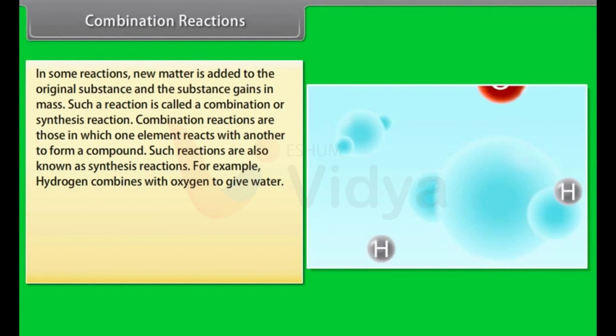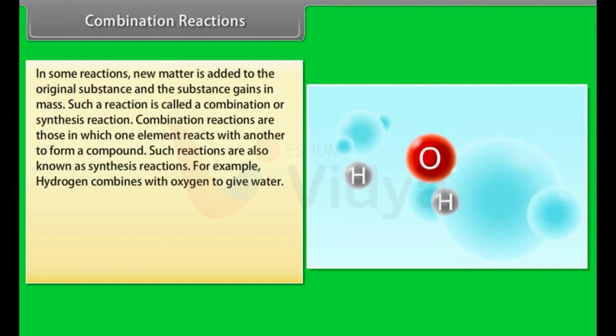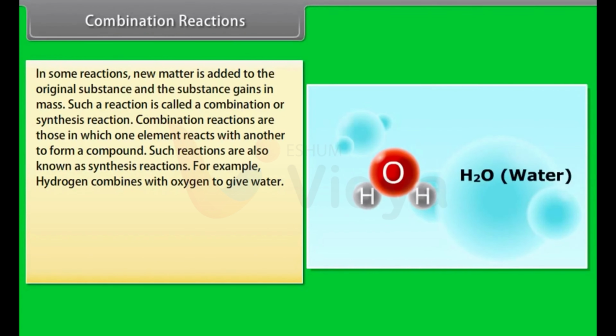Combination reactions. In some reactions, new matter is added to the original substance and the substance gains in mass. Such a reaction is called a combination or synthesis reaction. Combination reactions are those in which one element reacts with another to form a compound. Such reactions are also known as synthesis reactions. For example, hydrogen combines with oxygen to give water.